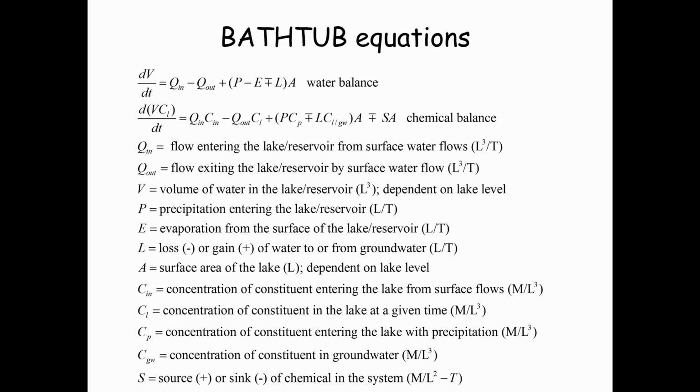The second equation is a chemical balance equation. It looks very similar to the water balance equation, but instead the variables, fluxes and volumes are multiplied by the concentration. So C sub L is the concentration of the constituent, total phosphorus or nitrate or whatever, in the lake or reservoir at a given time. C in is the concentration entering in with the inflow water.